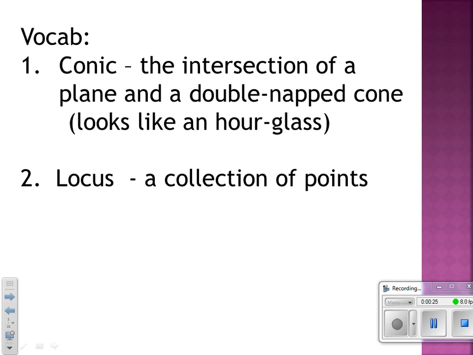So a couple of quick vocab words. A conic itself is the intersection of a plane and a double napped cone. Those are going to be hourglass shaped, kind of sort of cone figures. If you look on page 329, you'll see a bunch of those there. You'll also see where that plane intersects the double napped cone and gives us these conics that we're going to be studying. So that top row, the circle, the ellipse, the parabola, and the hyperbola, you can see where those come from with these intersections. A locus, you're going to hear that word from time to time. It simply means a collection of points.